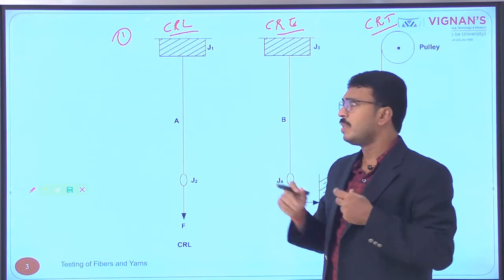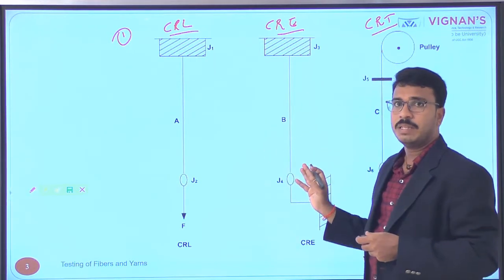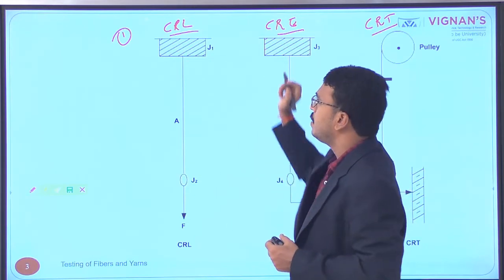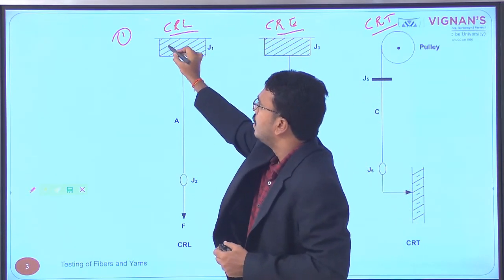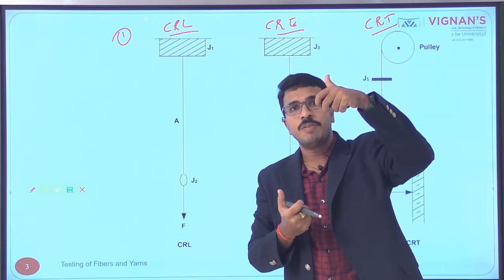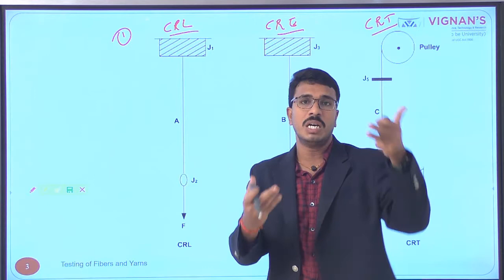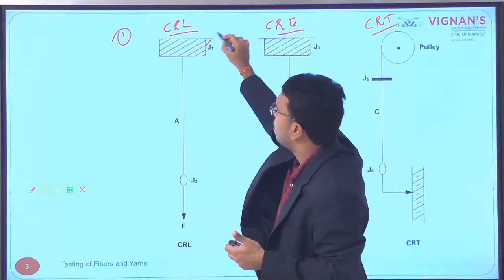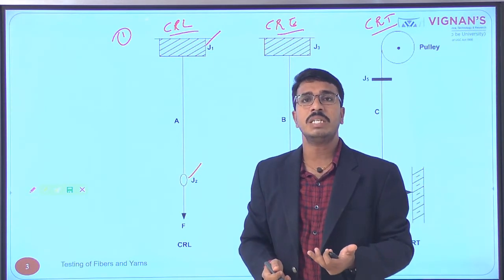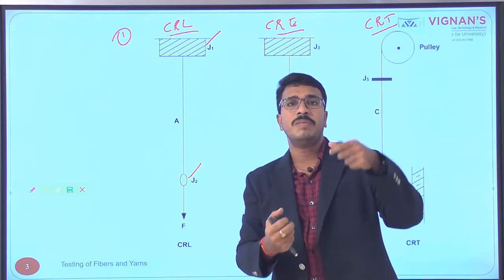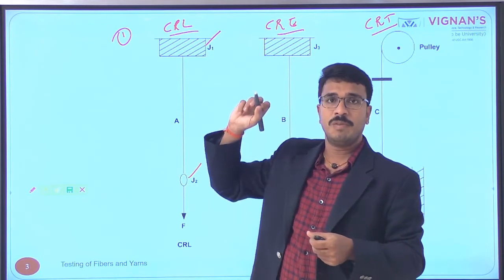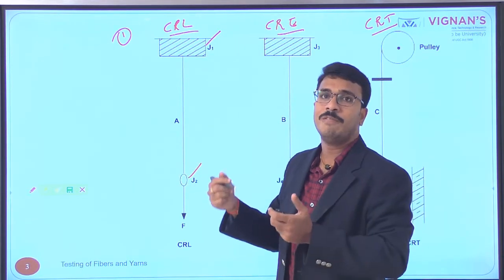CRT. Now, if you observe carefully, if you look at the first one, that is the CRL principle. In the tensile measurements, obviously we have to fix the specimen in between two jaws. So this is one jaw and this is the second jaw. Always, whatever the instrument is, we are mounting the specimen in between two jaws, where one jaw is movable and one jaw is fixed.